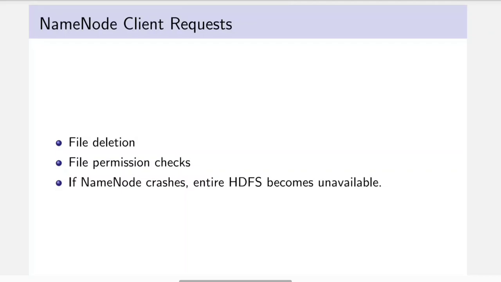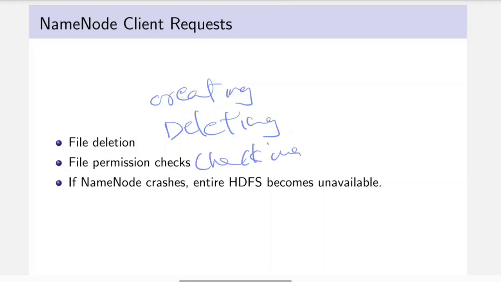Now the name node handles creating student files, deleting files, and checking permissions. If the name node crashes, the entire Hadoop system stops, like a school without a principal. Think of that scenario: if the principal is not there, the system will collapse in the school. That is what happens if the name node collapses in Hadoop.